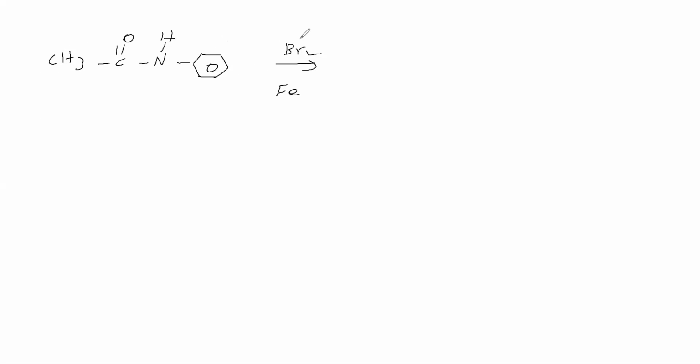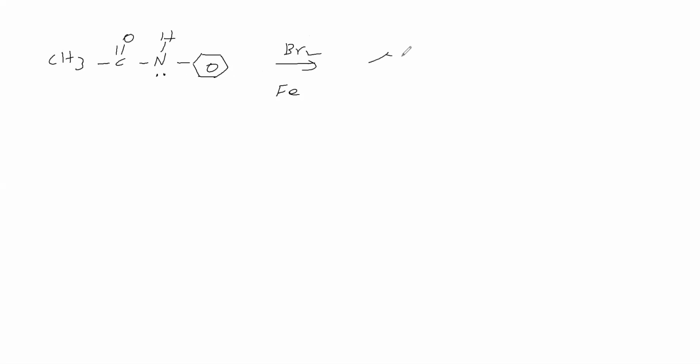Here the electrophile Br plus is created. Therefore only electrophilic substitution is possible. So only the phenyl will go for electrophilic substitution. Now it has a lone pair, so it is acting as an ortho para director. Therefore bromination is possible at the ortho and para positions.